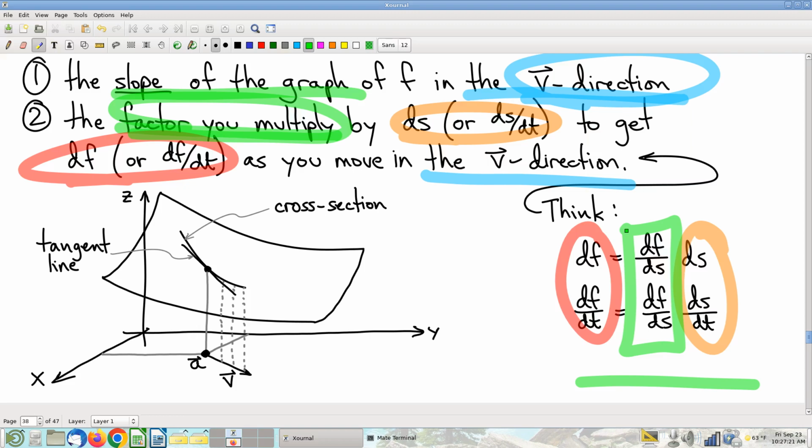Yeah? By comparison, df/ds has got nothing to do with me.